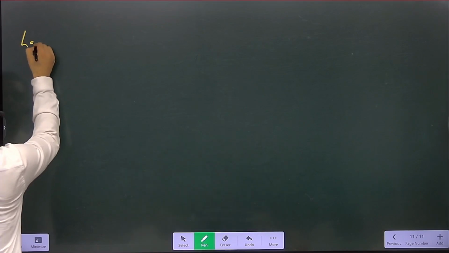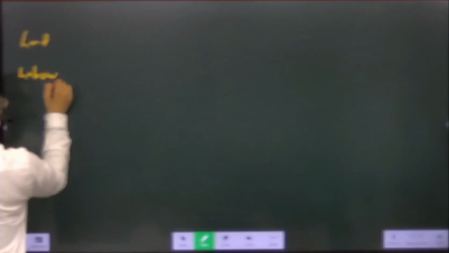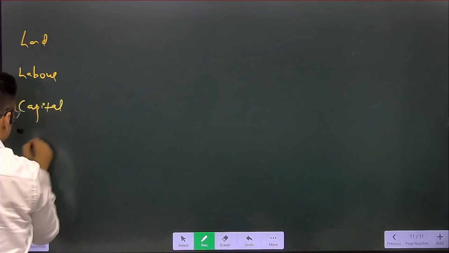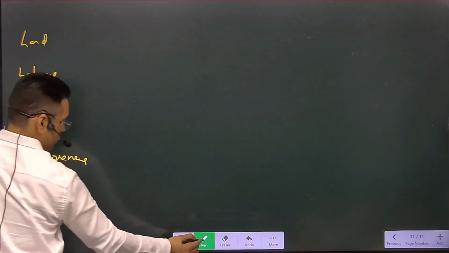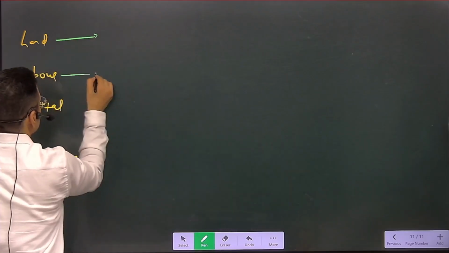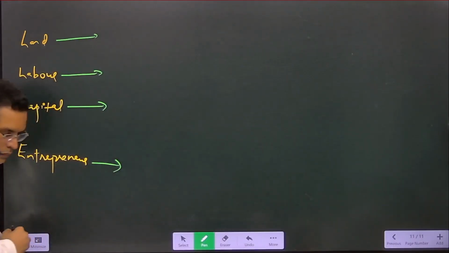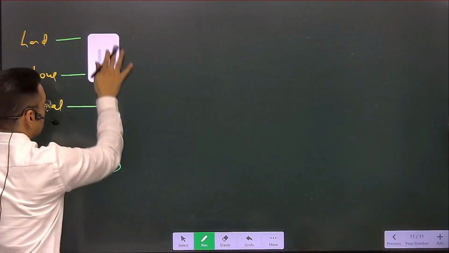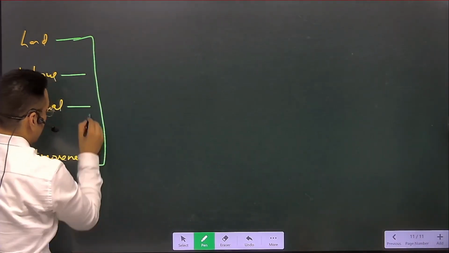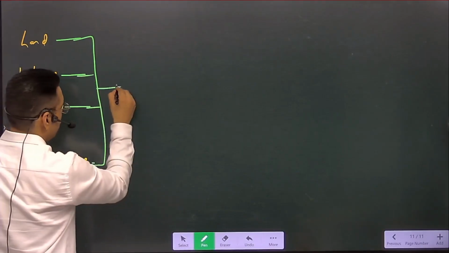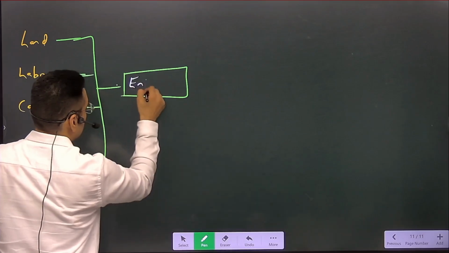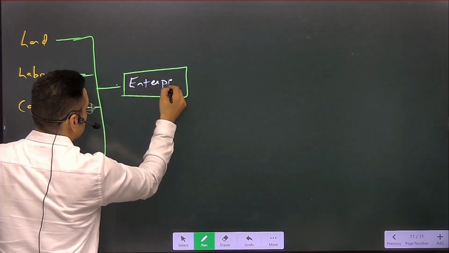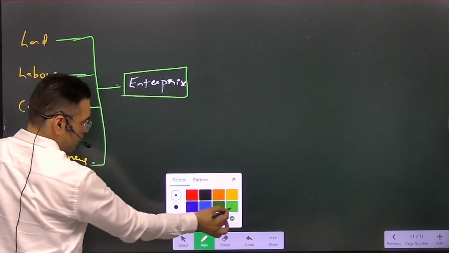ओके, सो वी हैव 4 इनपुट्स ऑफ प्रोडक्शन. क्या क्या है? लैंड, लेबर, कैपिटल, एंटरप्रेन्योर. ठीक है. ये क्या करते हैं? दे कंबाइन देयर एनर्जीज, कोऑपरेशन, एवरीथिंग, एंड दे वर्क इन अ एंटरप्राइज. क्या करते हैं? दे वर्क इन अ एंटरप्राइज. एंड व्हेन दे वर्क इन अ एंटरप्राइज दे गेट बेनिफिट आउट ऑफ दैट.